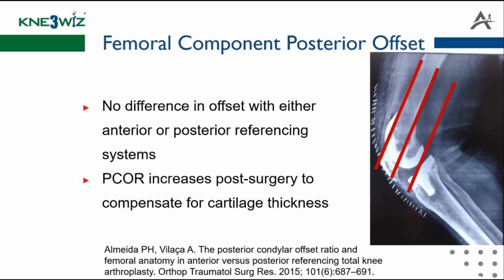Posterior referencing systems cut a fixed amount of bone from the posterior aspect and are touted to be better at restoring the posterior condylar offset. This paper refutes that, saying that there is no difference in offset with either anterior or posterior referencing systems.